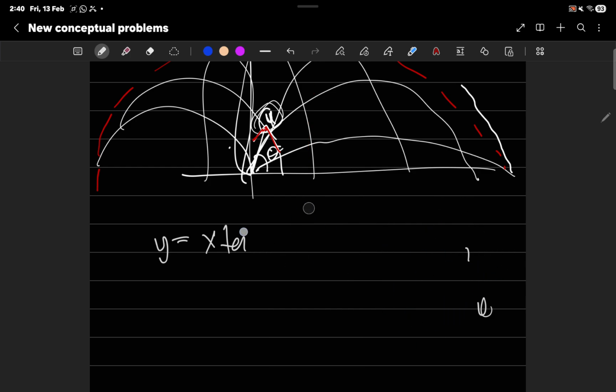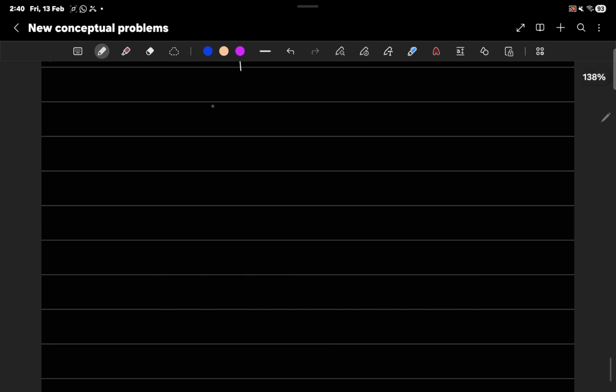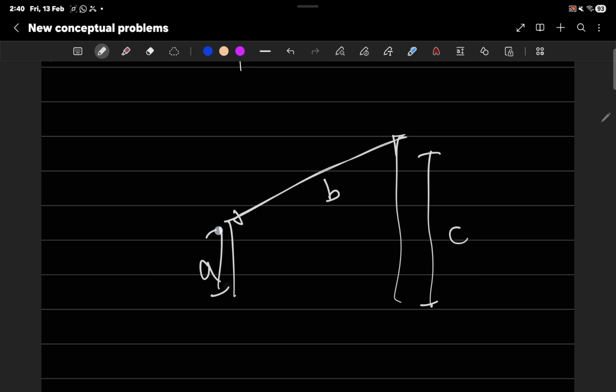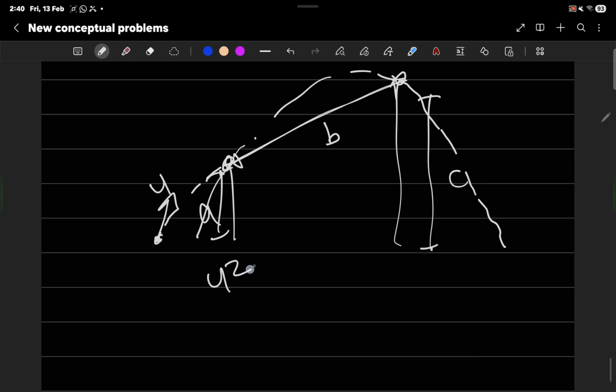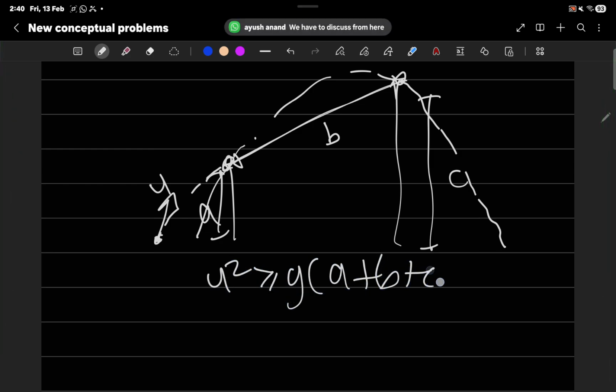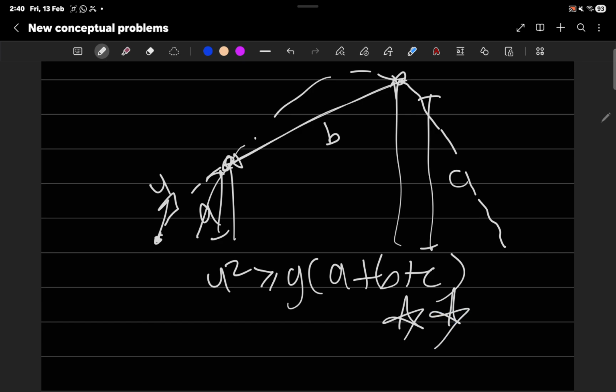First I'll show you this question. This was asked in both Pathfinder and the Jalan mechanics handout, where there's a rooftop over here with a slanted height, and this length is b and this whole length is c, and we are throwing a projectile from here with velocity u such that it touches all of these points, crosses, and then lands over here with the absolute minimum velocity. The answer comes out to be u square greater than or equal to g times (a plus b plus c), which is a very, very important result.